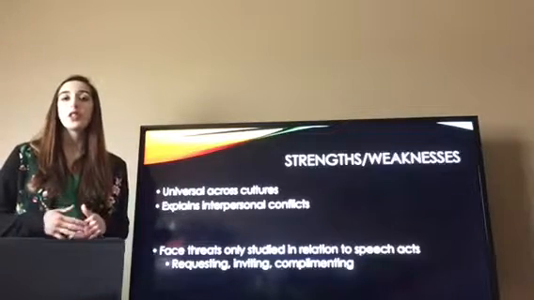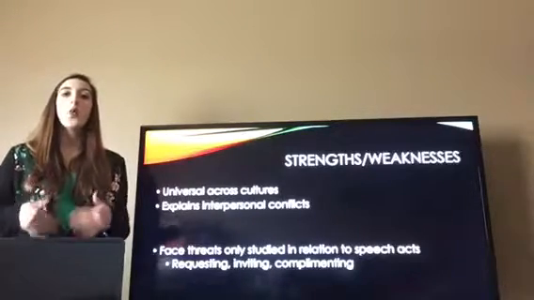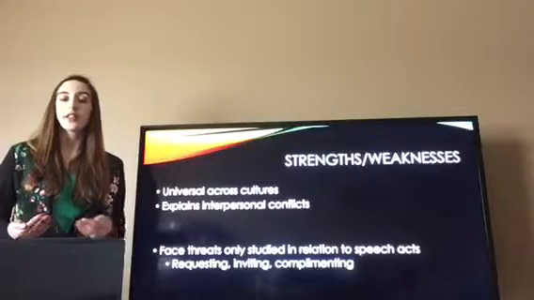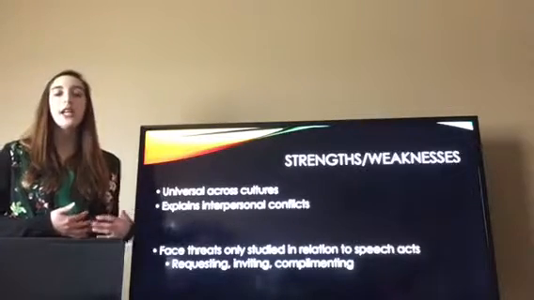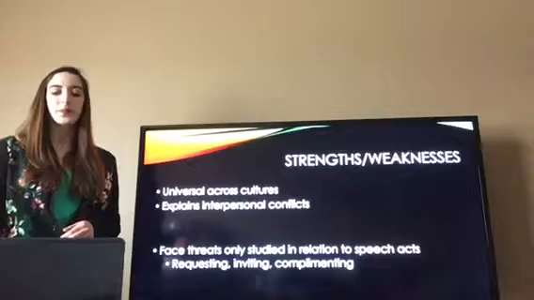So future research in this theory should work to see what are other ways and other speech acts that could potentially create a face threat, and how can we mitigate those as well.